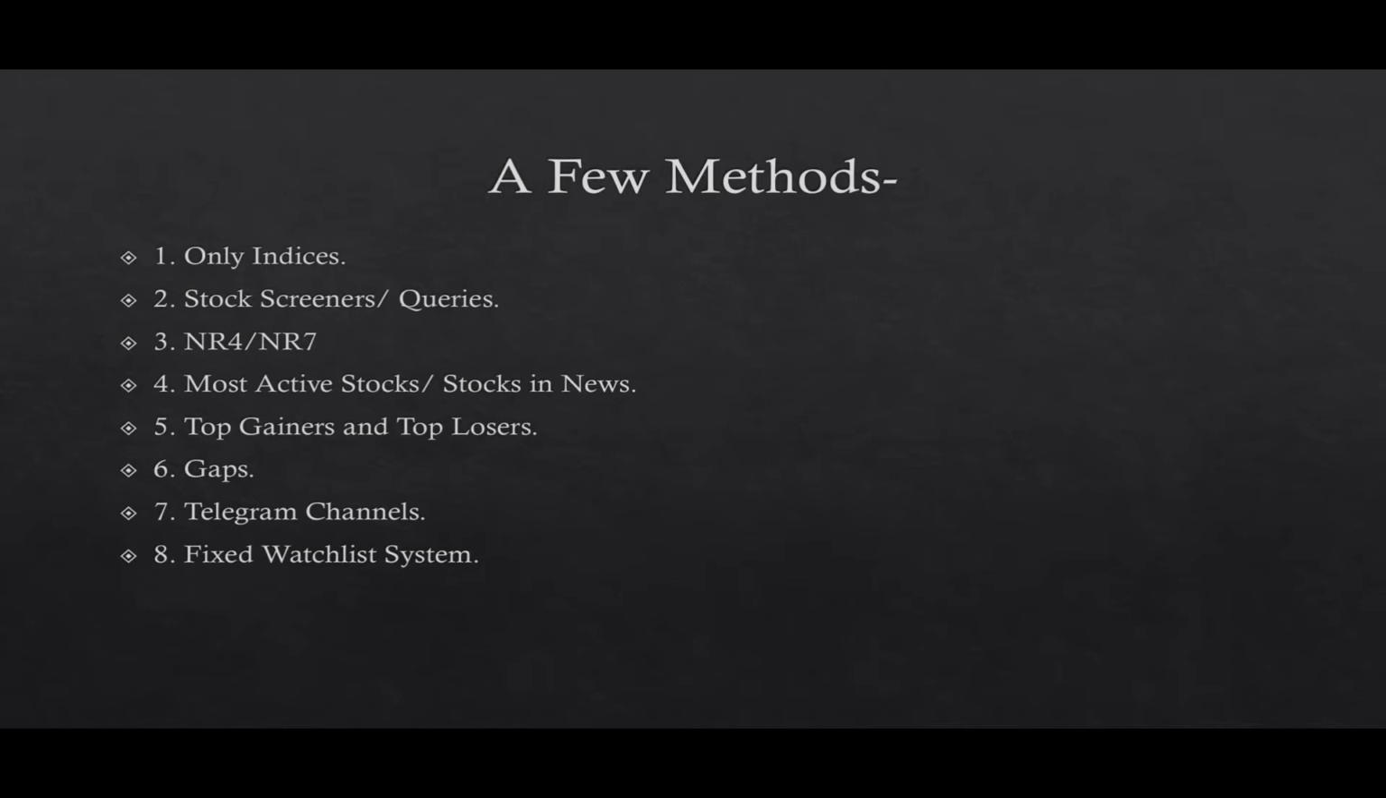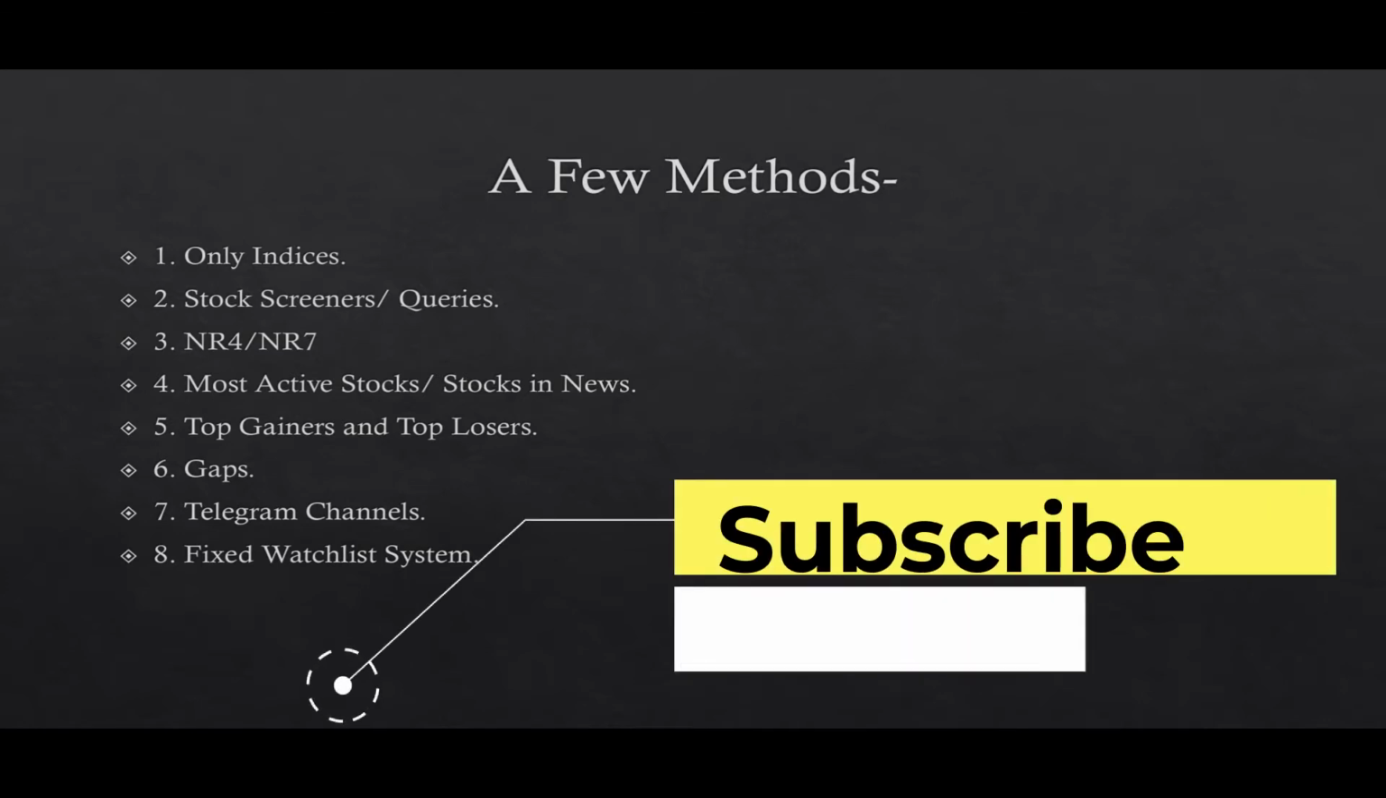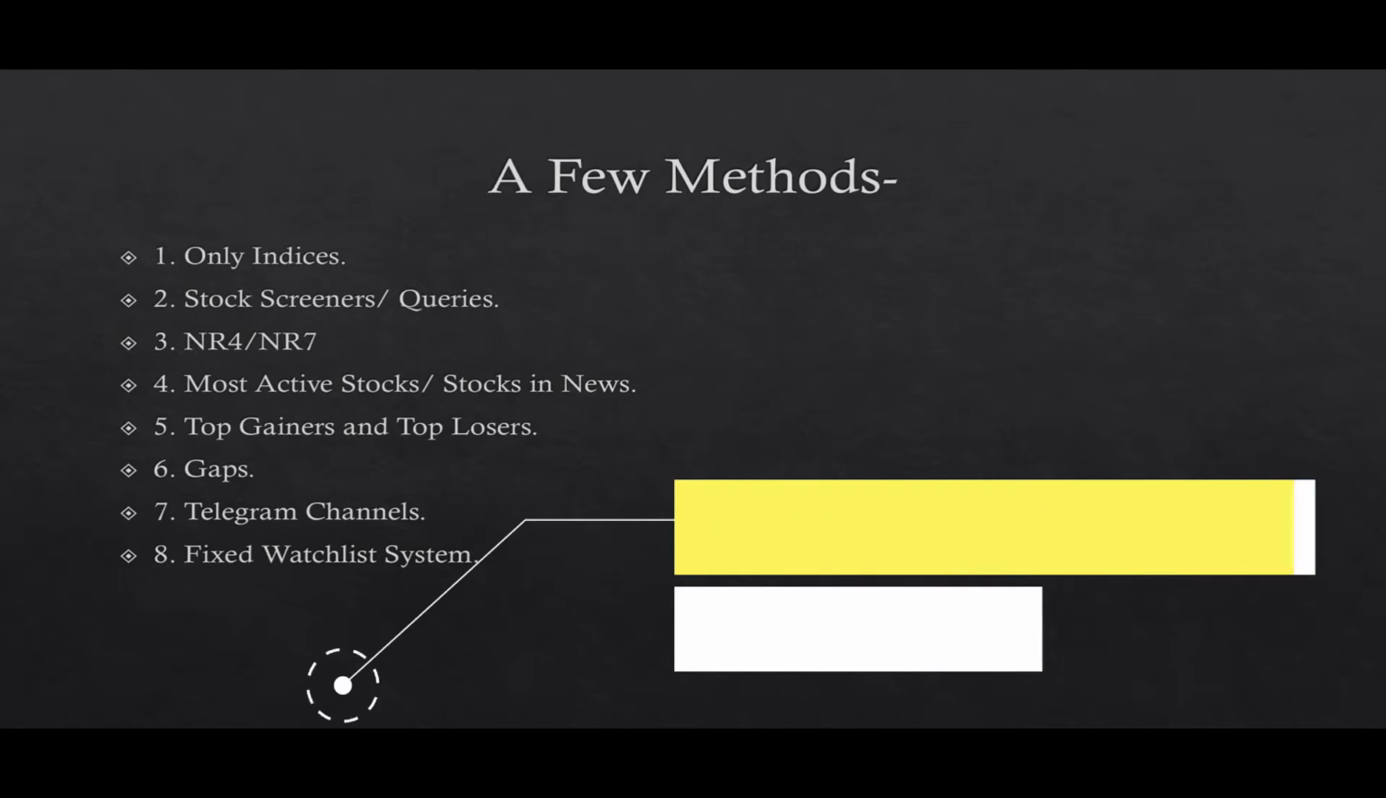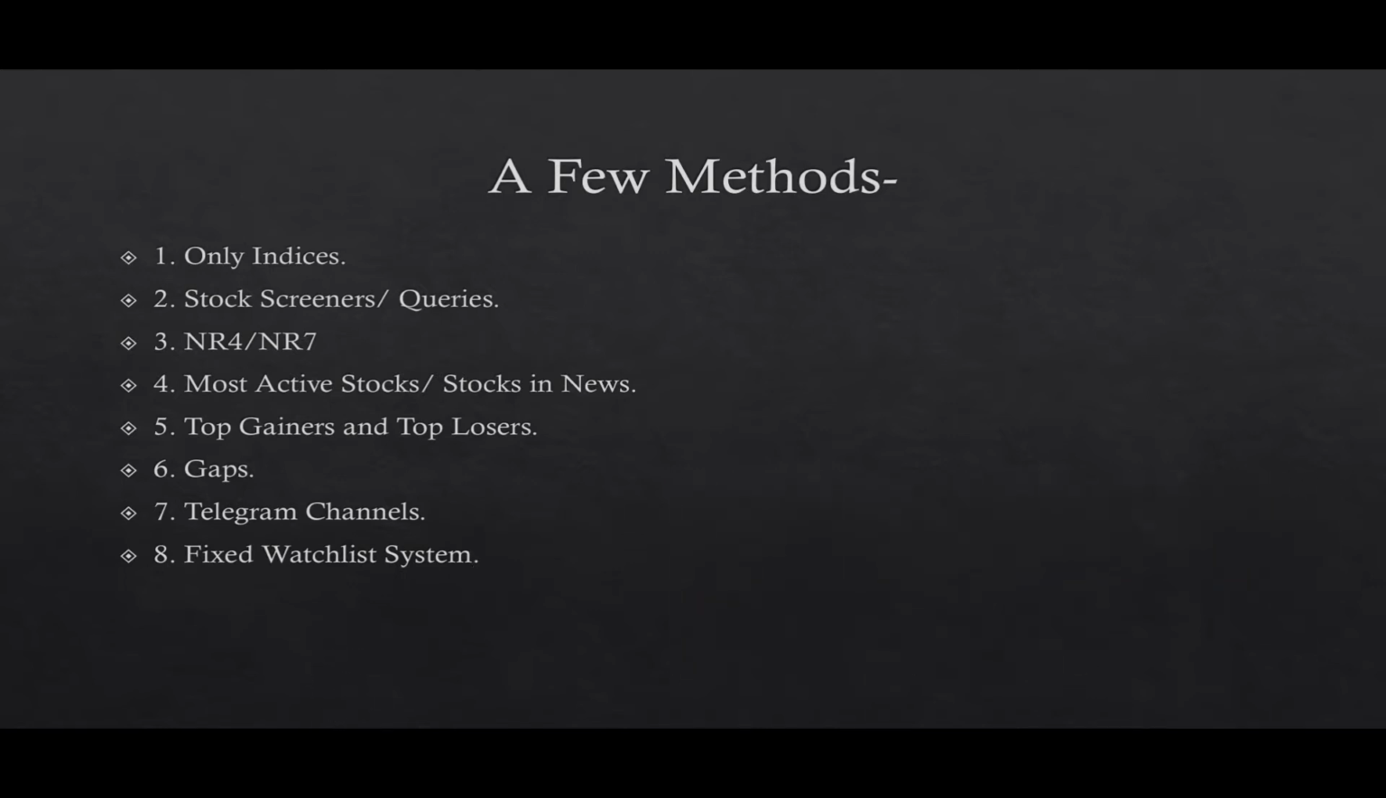Now narrow range 4 or narrow range 7 is the concept used when you're trading breakouts. This is a pretty deep concept, so I'll make a separate video on this one. The next method is using most active stocks or the stocks that are in news. Now unless you're a news trader, avoid the stocks in news, but a lot of times the most active stocks can also be a good method to select stocks.